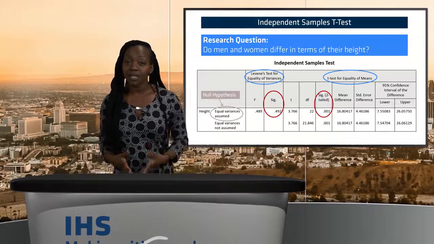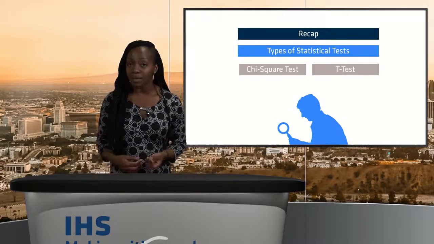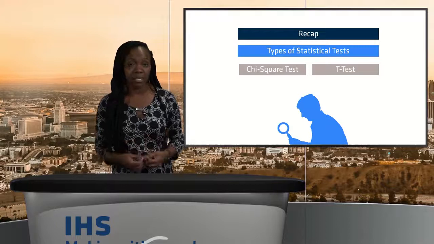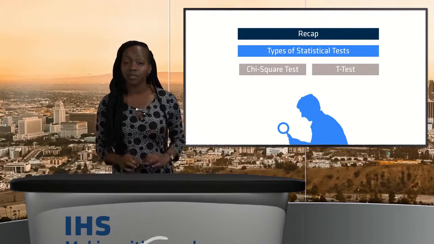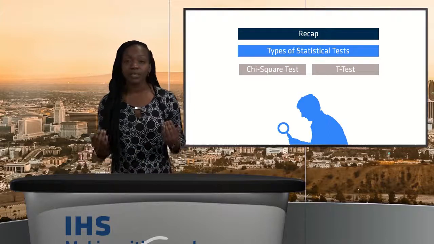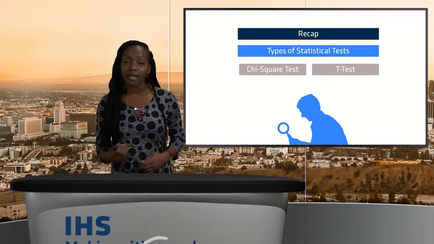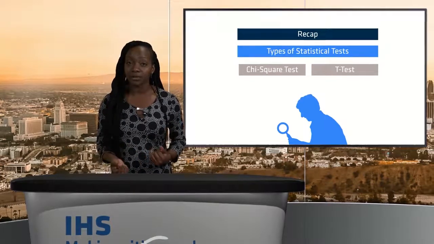We have now looked into two kinds of inferential tests: the conditions that have to be met before we perform the tests, and the interpretation of the results using the significance levels. In the next video, we will discuss the two other tests that I mentioned at the beginning, namely the ANOVA test and the linear regression test.